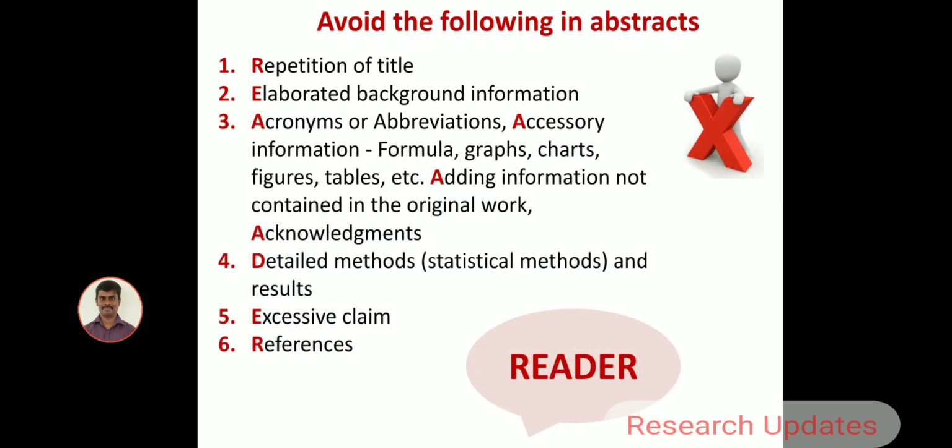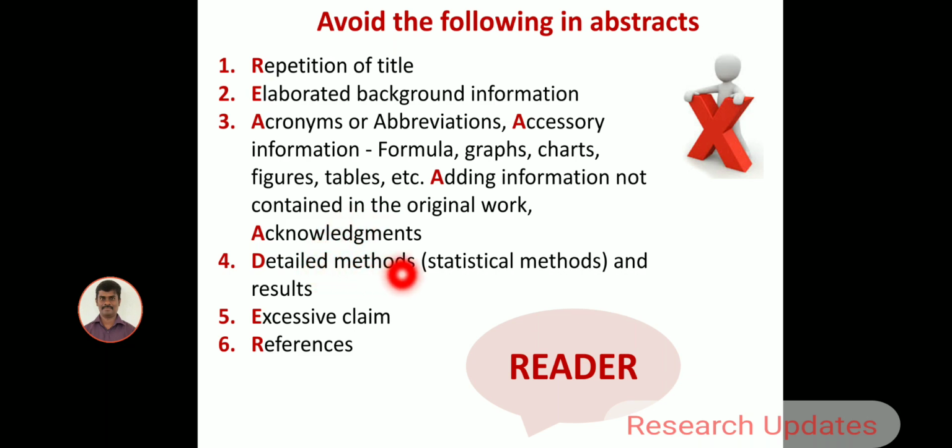And next we will see what you have to avoid while writing an abstract. Always remember, you have to focus your abstract towards the reader. So I have given the mnemonic READER. R: repetition of the title should not be there in your abstract. E: elaborated background information is not necessary. A: acronyms or abbreviations, or all accessory information, or adding information that is not in your original work or not needed, including acknowledgements, are not needed in an abstract.